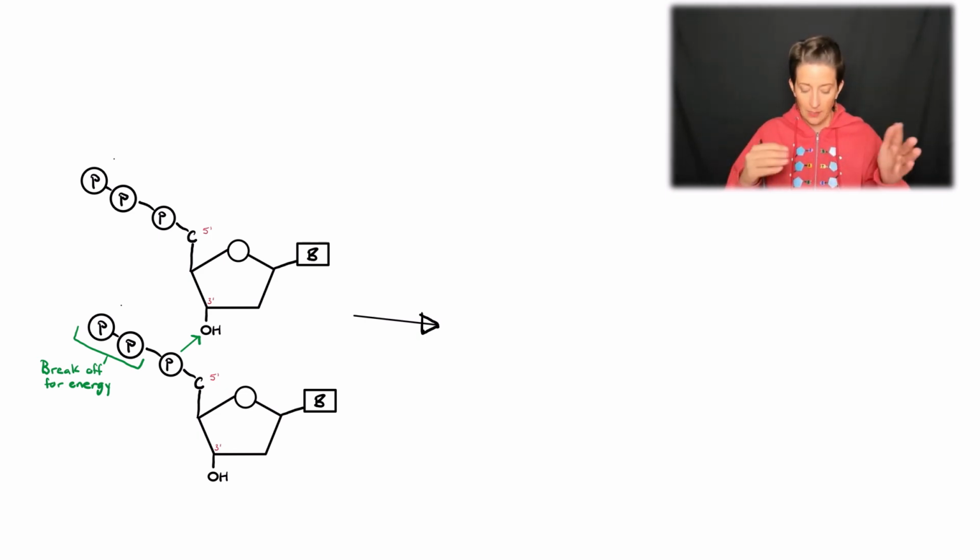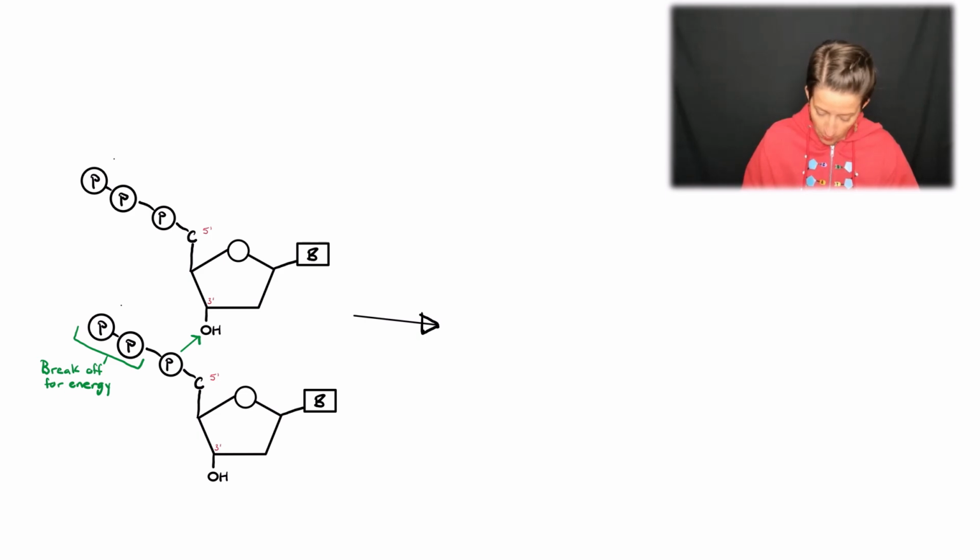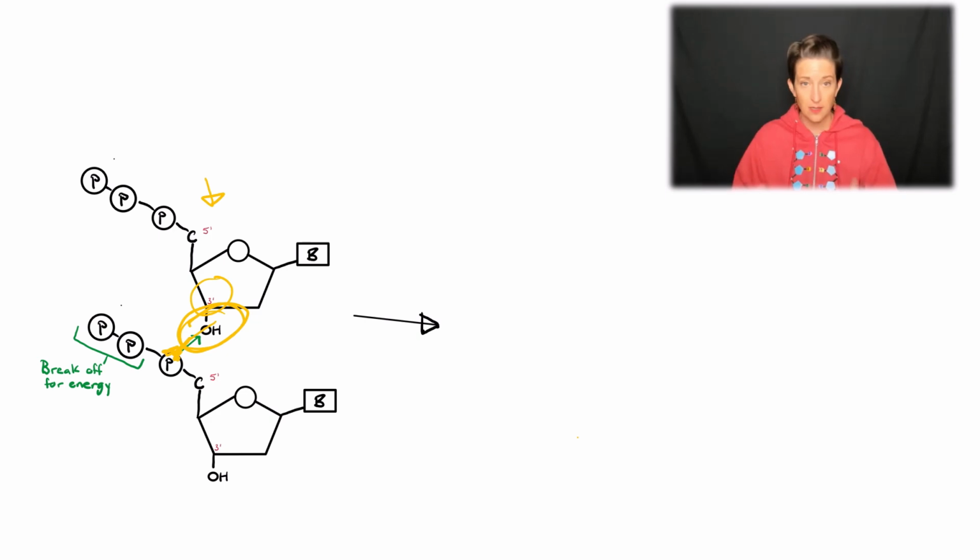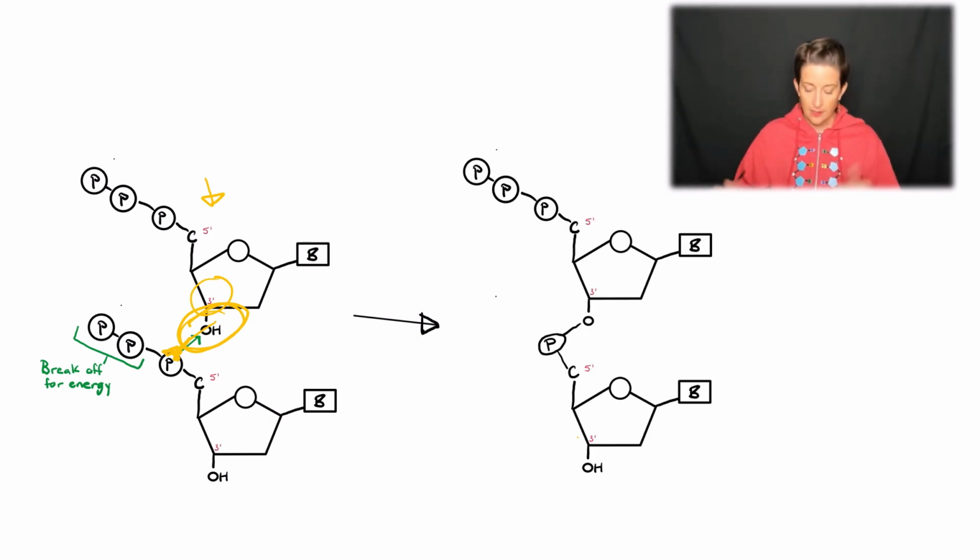Here, we have two generic nucleotides. Remember that we build in the 5' to 3' direction. So this was that first nucleotide that was added, and then here's that 3' direction. So this OH group on the 3' carbon needs to react with the phosphate on the next nucleotide's 5' end. We're going to break off two of those phosphates and catalyze the phosphodiester bond between those two.